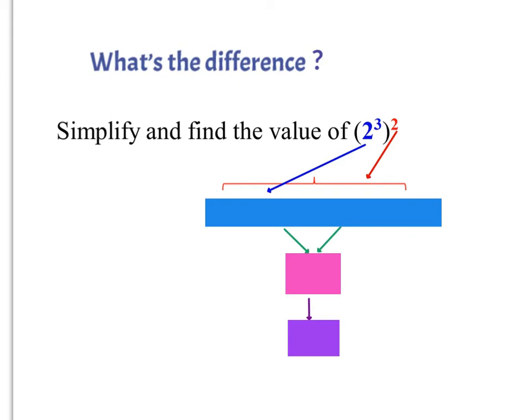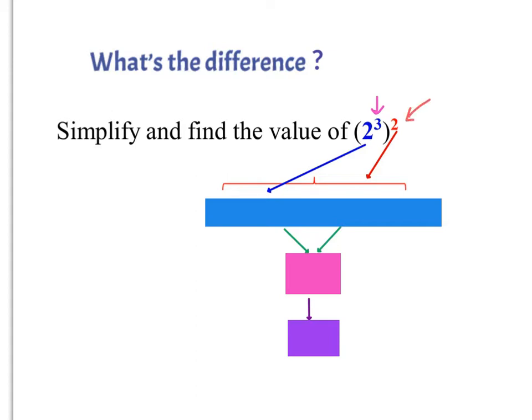Now we're going to take a look at a third type of exponent problem. It says simplify and find the value of 2 to the third power, then to the second power. This one is different because I see two exponents. I have one exponent that's directly attached to the 2 as my base, and then I have another exponent that is outside of my parentheses.